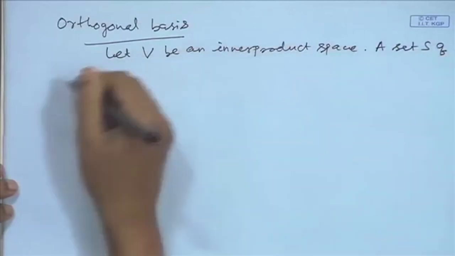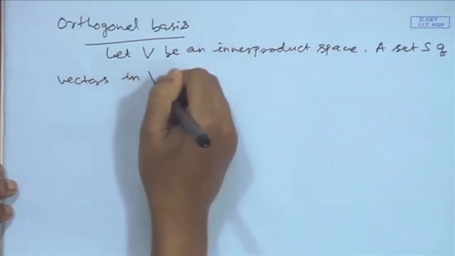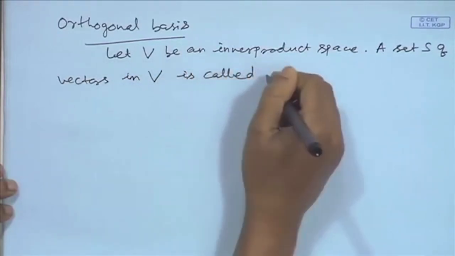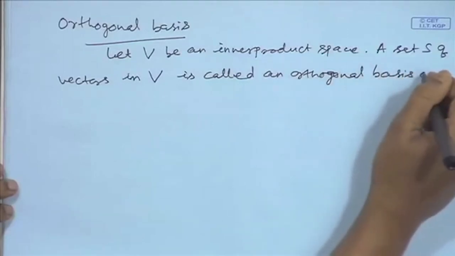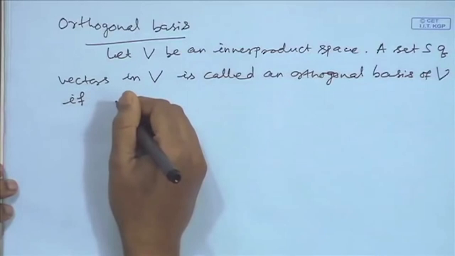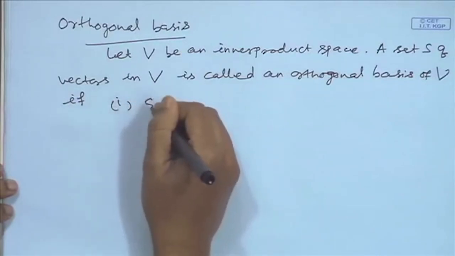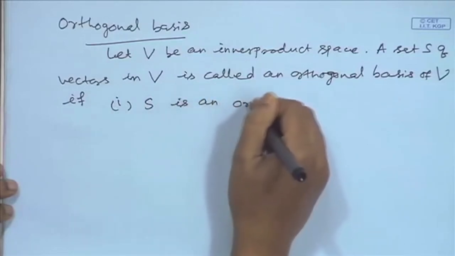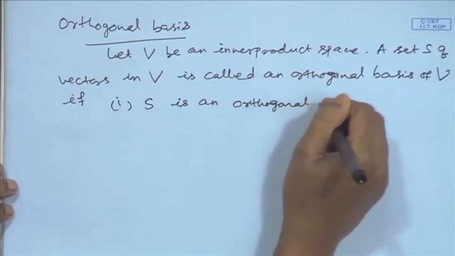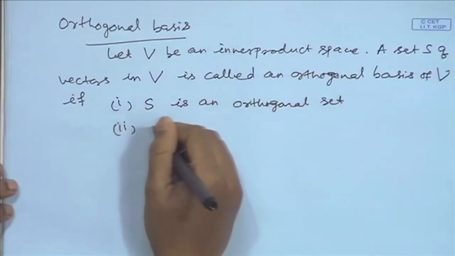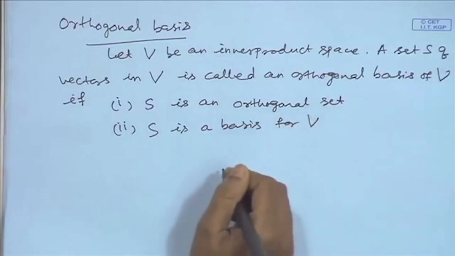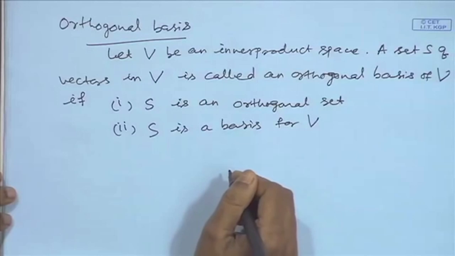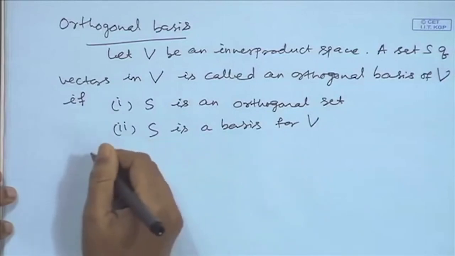A set S of vectors in V is called an orthogonal basis of V if the following conditions hold. The first condition is that S is an orthogonal set, and the second condition is that S is a basis for V. That is, a set of vectors in an inner product space is an orthogonal basis if it is a basis and every pair of distinct vectors in S are orthogonal.